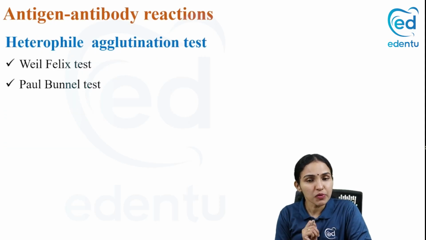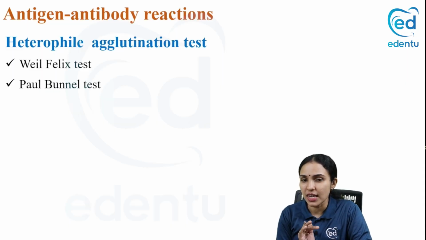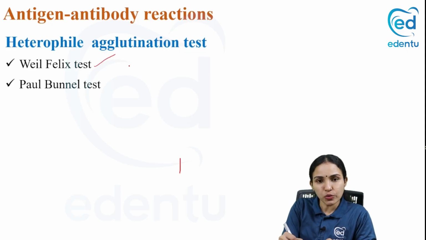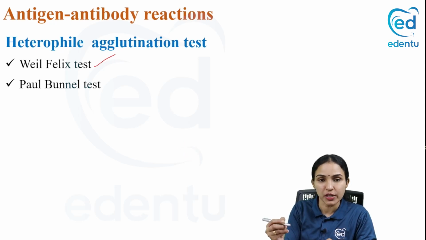And the last type of agglutination reaction is heterophile agglutination. I hope you remember heterophile antigens are antigens of different species which share epitopes. If we use a heterophile antigen for diagnosis of a particular disease, you call it a heterophile agglutination test. The best example is the Weil-Felix test. I've told you the Weil-Felix test is for the diagnosis of rickettsial infection or typhus fever.